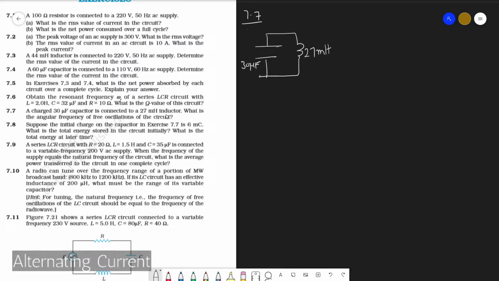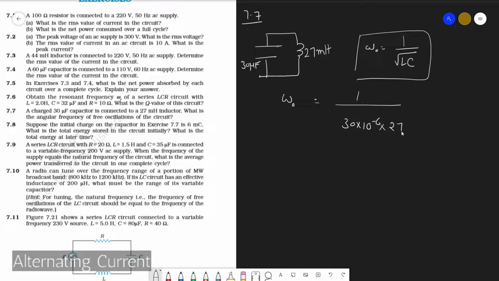Whatever he is asking, the free oscillations. So for free oscillations, you know, omega naught equals 1 by root LC, because we compared that with the equation of simple harmonic motion of a spring that we considered there, and we compared those formulas and found this to be the frequency of oscillation. So you just apply this. Omega naught is equal to 1 by root of 30 into 10 to the power minus 6 into 27 into 10 to the power minus 3.